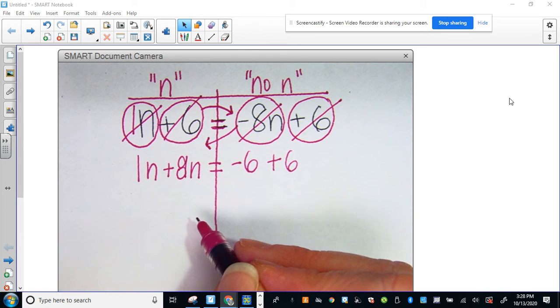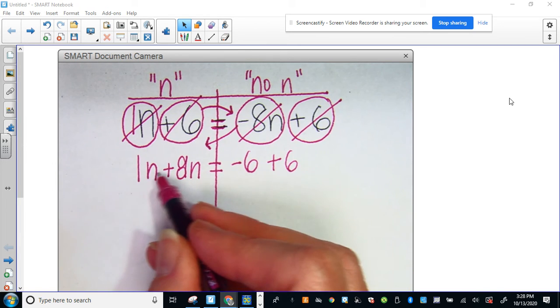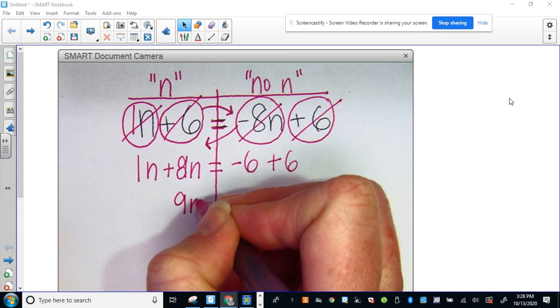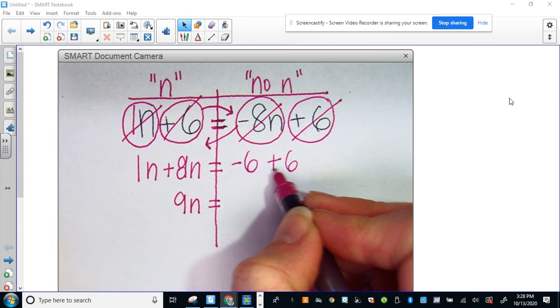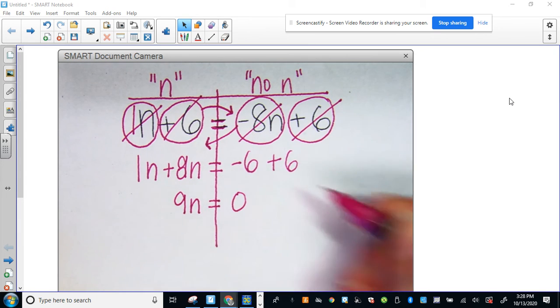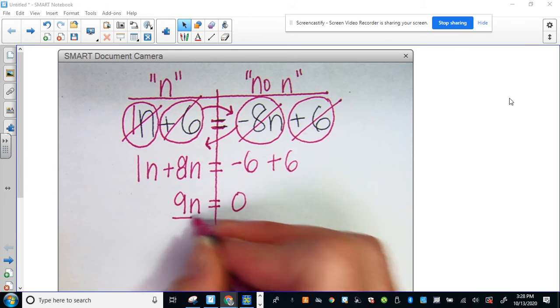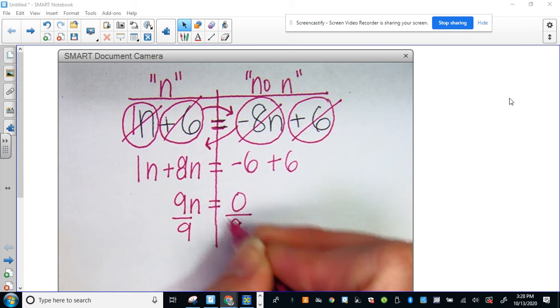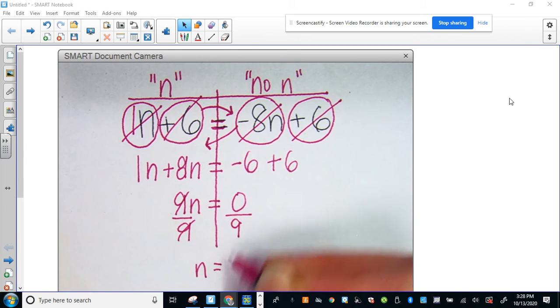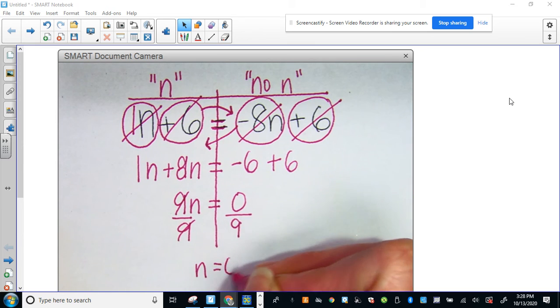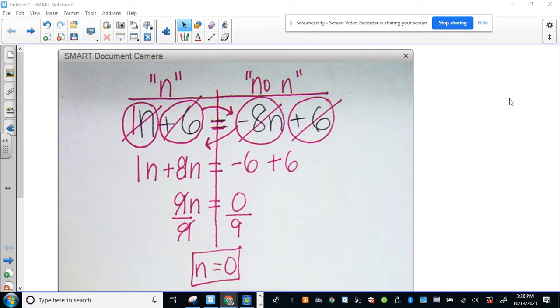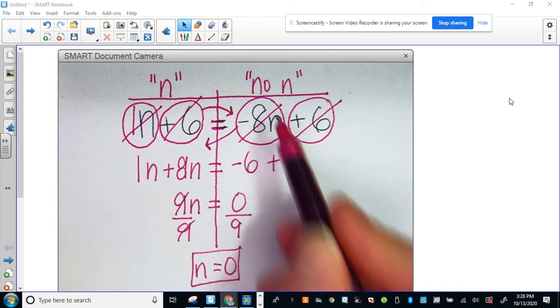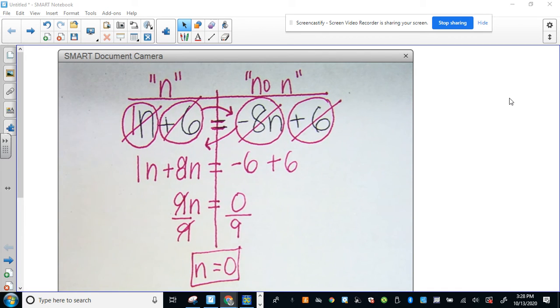Now let's simplify, combine like terms. 1n plus 8 n's gives you 9 n's. Negative 6 plus 6 gives you a 0. And then you divide both sides by 9. And n equals 0 over any number is just 0. So your answer would be 0, which means if you plugged in a 0 here and here, you would get the same answer on both sides.